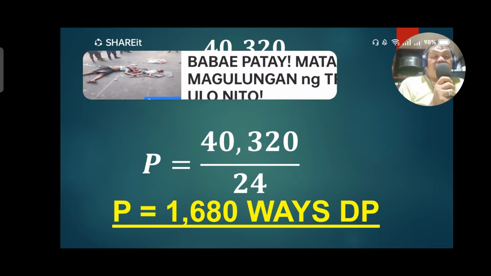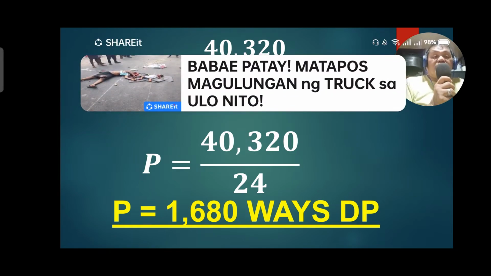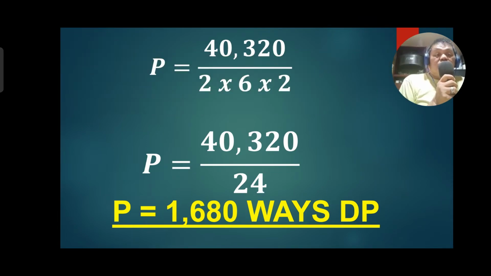Therefore, the word Tagaytay has 1,680 ways or distinguishable permutation.